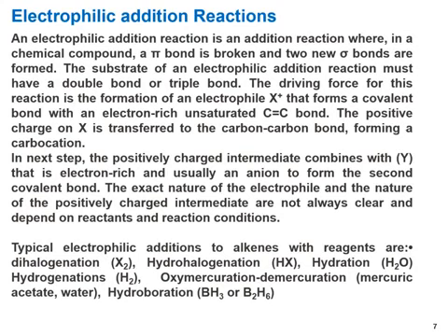Typical electrophilic addition reactions to alkenes with the reagents are dihalogenation, hydrohalogenation, hydration, hydrogenation, oxymercuration, and demercuration. These are the different types of electrophilic addition reactions.